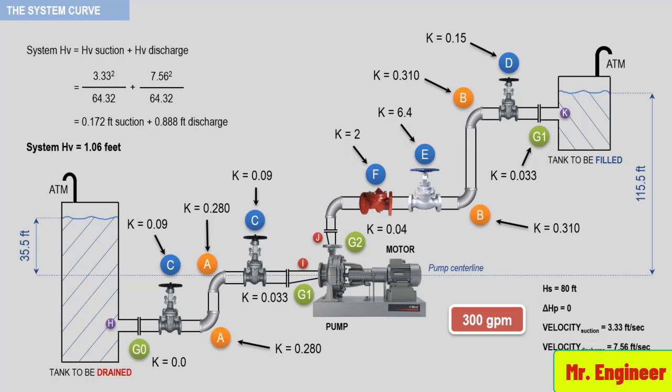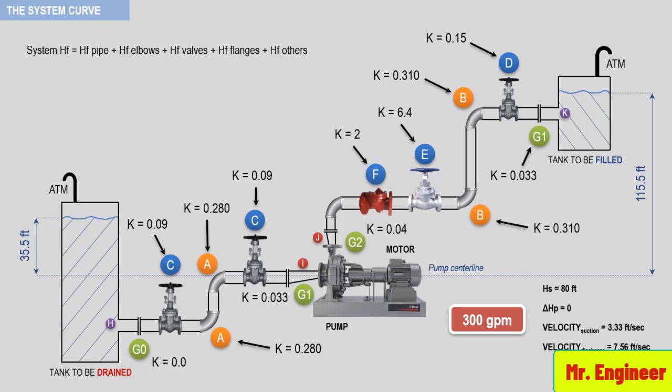The suction and discharge velocity head values will be used in the friction head formula, which is seen here. So the friction head of the system is equal to the sum of the individual friction heads in pipes, elbows, valves, flanges, and others. Taking this formula in groups, we begin with the friction head in the pipes.